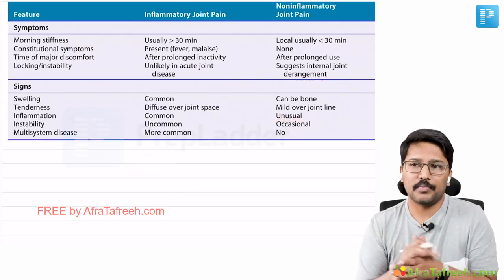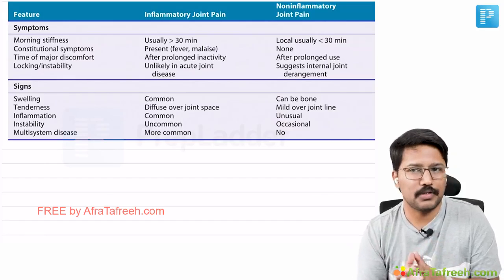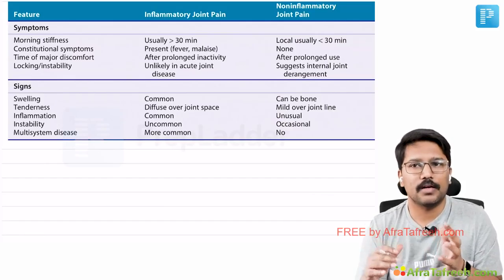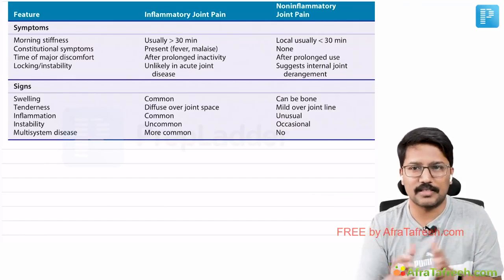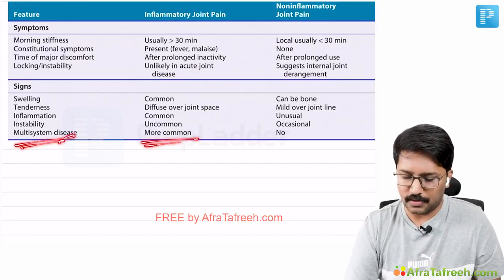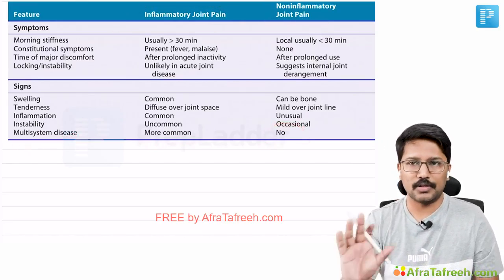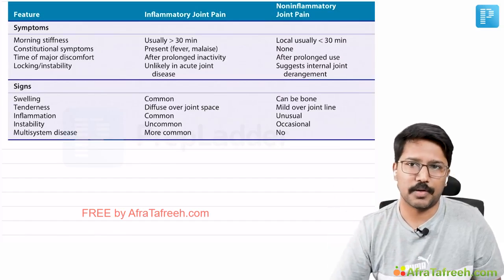Okay, then non-inflammatory joint disorders can sometimes cause instability of the joint, which is usually not seen in inflammatory joint disorders, though in the chronic phases of rheumatoid arthritis, there may be significant mutilation and instability can be seen. Okay. Systemic involvement, as we all know, is very common in inflammatory and uncommon in patients with non-inflammatory, right? So these features help us to distinguish between inflammatory joint pain and non-inflammatory joint pain.